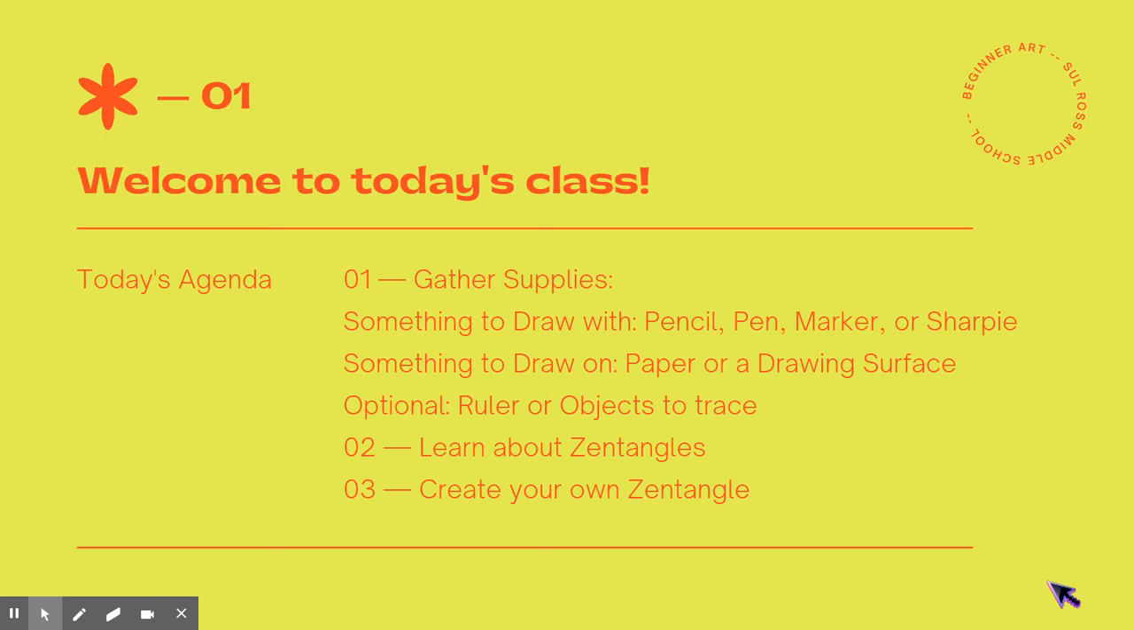Welcome to today's class. Number 1, I want you to gather supplies. Something to draw with, like a pencil, pen, marker, or a Sharpie. Something to draw on, that could be paper or any drawing surface. And optional, a ruler or objects to trace with.